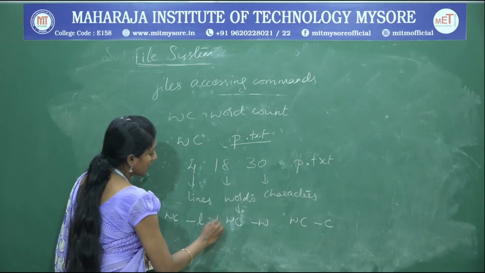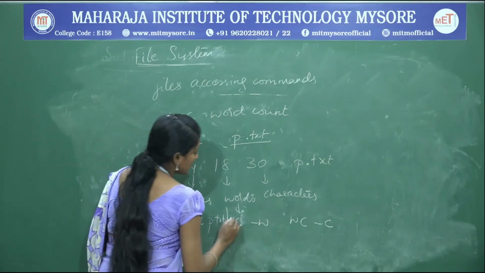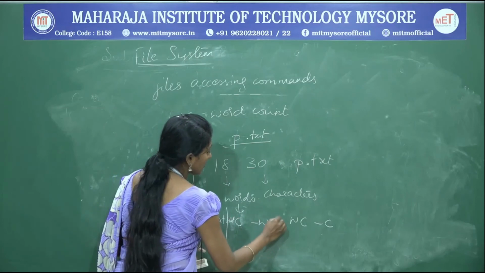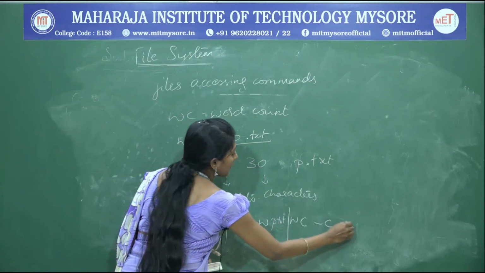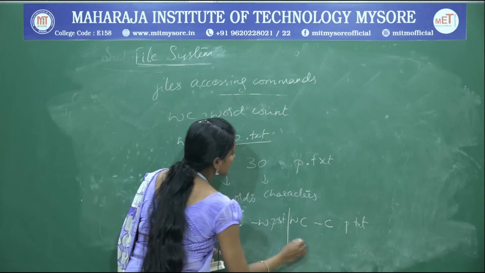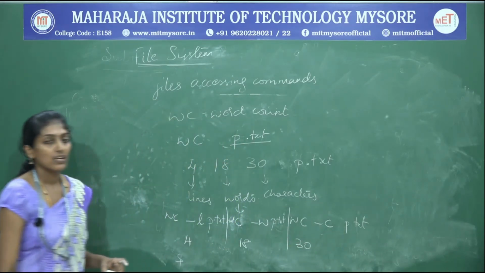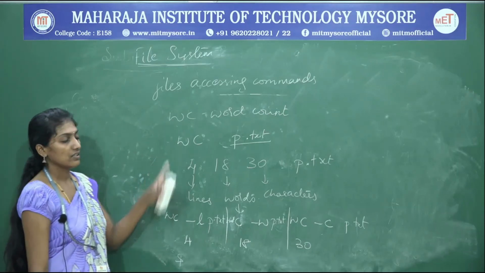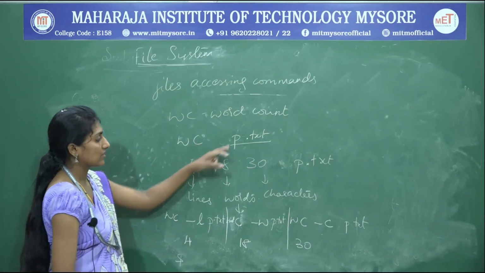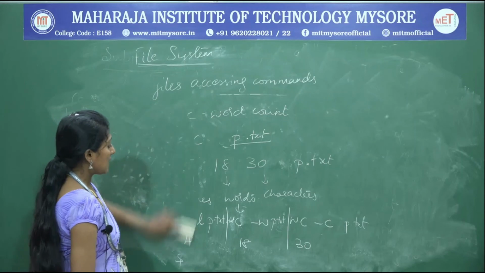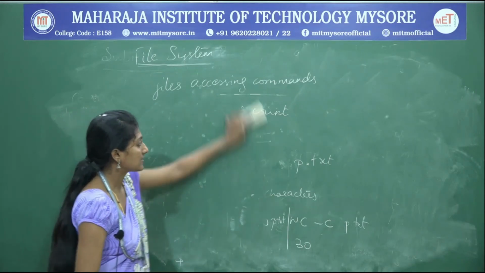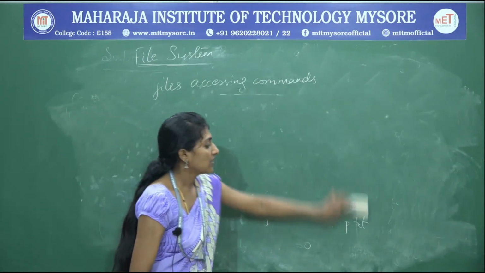So p.txt here, and here also p.txt. So this will display 30, this will display 18, this will display 4. So this is the output of the wc command if you have provided the argument. So in this, the last command of the file system is a file accessing command.